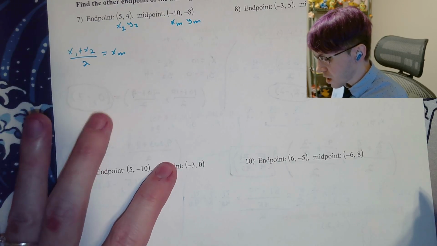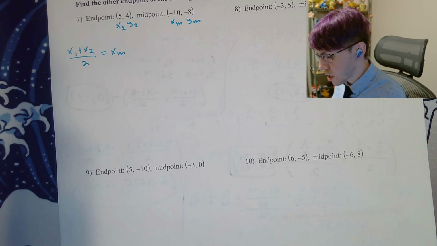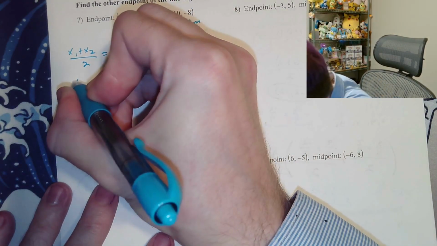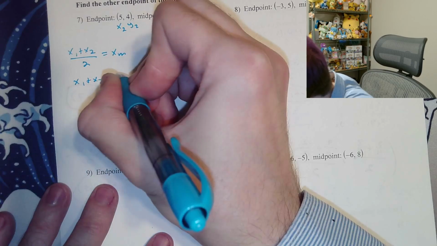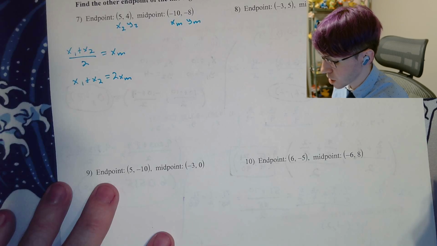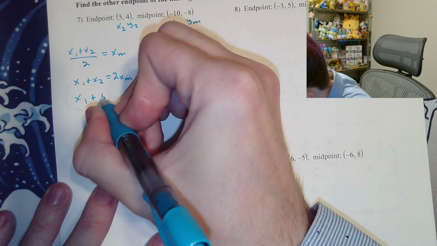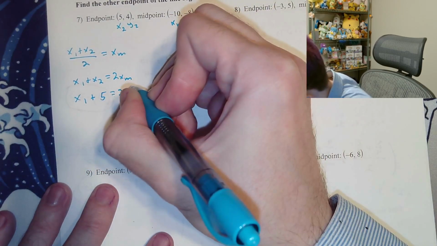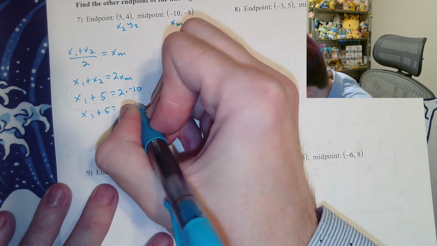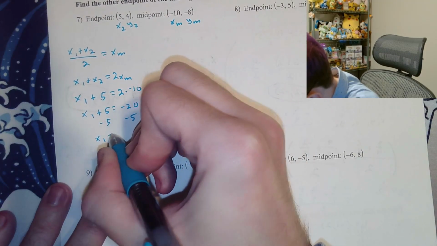Before I plug anything in, I want to note one of our big algebra rules. One of the big algebra rules is if you move sides, you switch signs. So dividing by 2 is the same thing as multiplying by 2 on the other side. So I could say x1 plus x2 is equal to 2xm. And now I can just plug and chug because we have x1 is the one we don't know, and we're adding that to, in this case, 5, and that's going to be 2 multiplied by that negative value, -10. 2 times -10 is -20. Subtracting 5 on both sides, you get x1 is equal to -25.